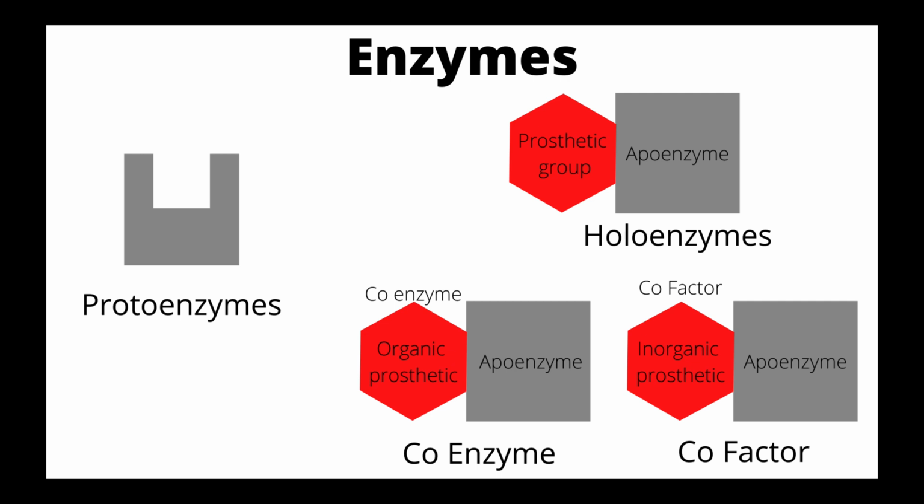Now holoenzyme is also divided into two, because the non-protein part can be organic as well as inorganic, so why not categorize it into two. The cofactor is the part of the enzyme having an inorganic prosthetic group. Okay, the non-protein group is inorganic, so that part of the enzyme is known as cofactor. Coenzyme is the organic compound, the organic prosthetic group, or the name coenzyme can be used for the enzyme having an organic prosthetic group.